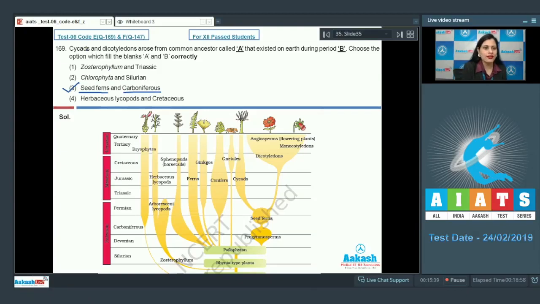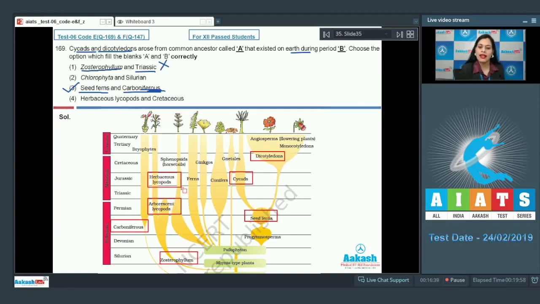Seed ferns are the common ancestor for cycads and dicotyledons, and they existed on Earth during the Carboniferous period. As you can see here, these are cycads, these are dicotyledons, and they arose from the common ancestor seed ferns in the Carboniferous period. Let's discuss the rest of the options. The very first option is Zosterophyllum and Triassic, and this is an incorrect option because Zosterophyllum, as you can see here, are the common ancestors for arborescent lycopods or herbaceous lycopods.